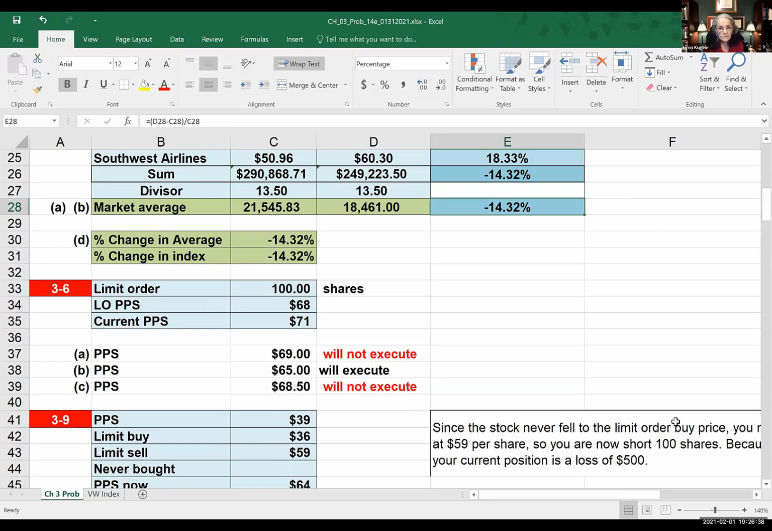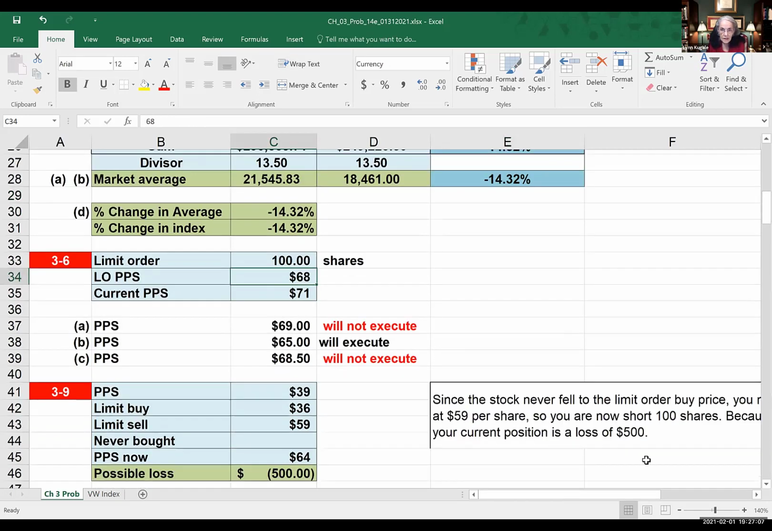Okay, number 6. These get a little smaller now. Imagine you placed a limit order to buy 100 shares of Hare Mining Company at a price of $68, although the stock is currently selling at $71. If the price drops to $69 before the cancellation, it won't execute. If it drops to 65, it will. If it drops to 68.50, it will not. It's got to drop to 68 or below to execute.